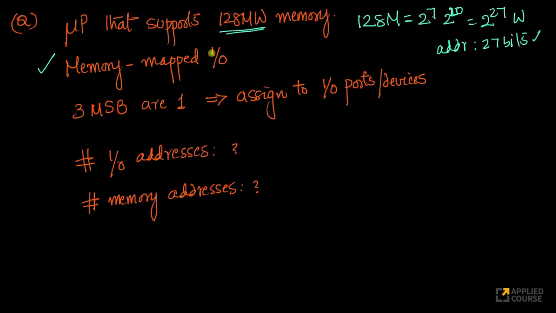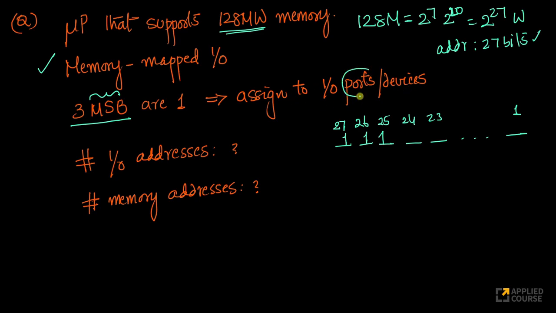In the memory mapped IO, they are saying that if the three most significant bits, MSB, a term that you may have learnt in digital logic circuits, meaning most significant bits, are set to 1, they're assigned to IO ports or devices. You have 27 bit addresses: the 27th bit, 26th bit, 25th bit, and so on down to the first bit.